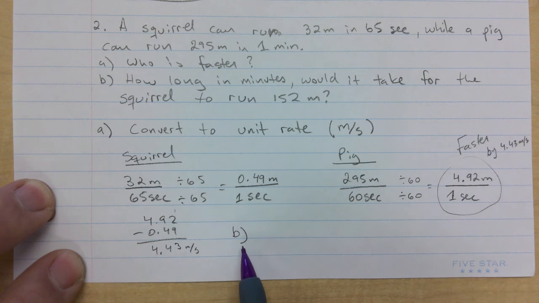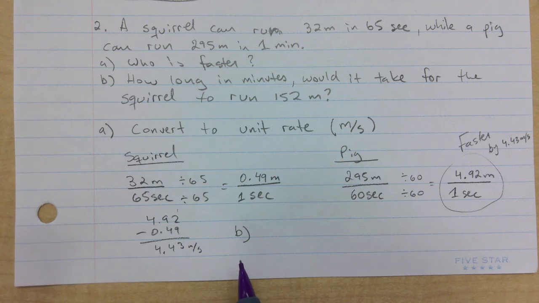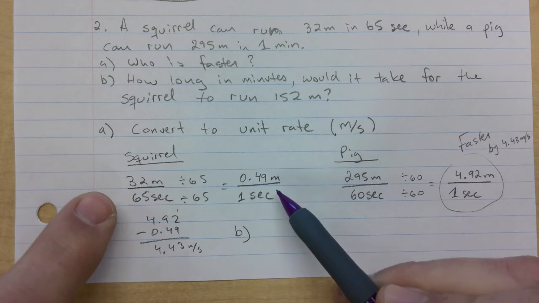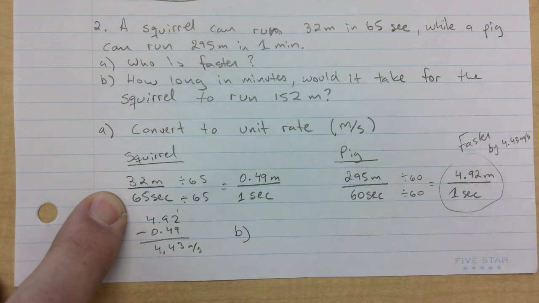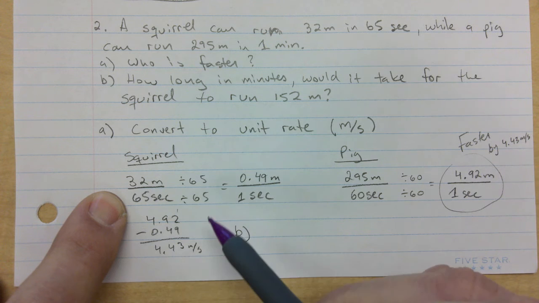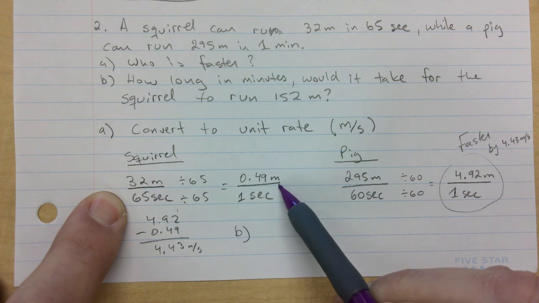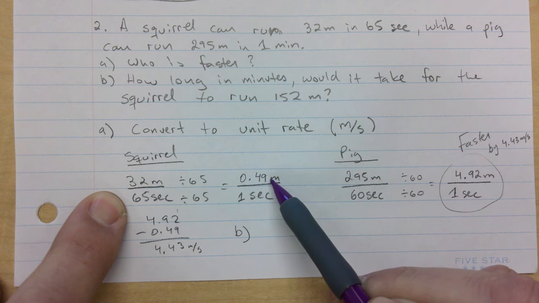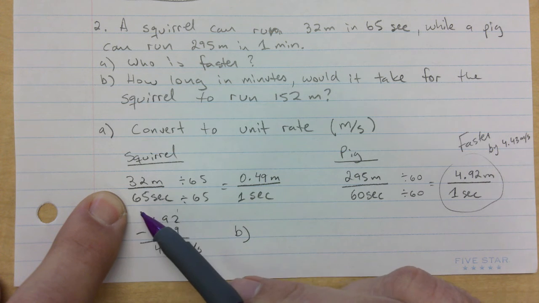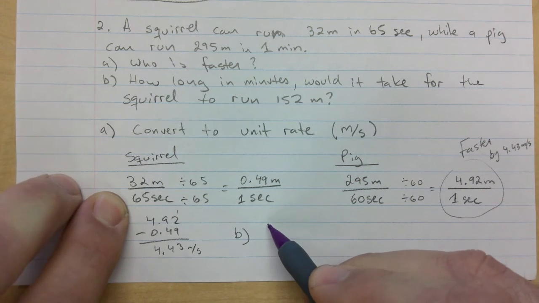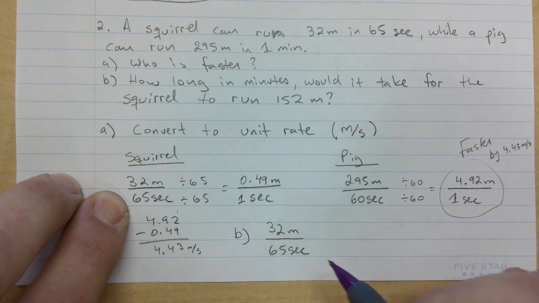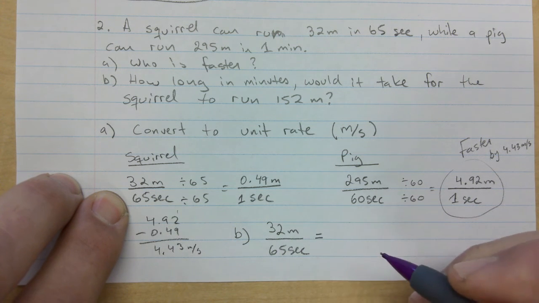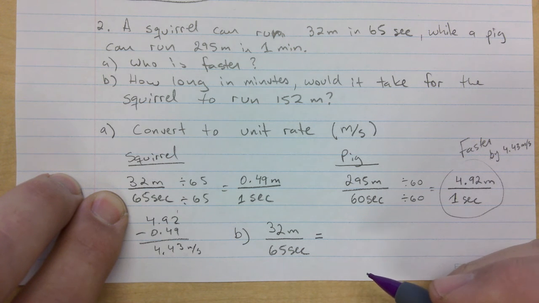So we go back to squirrel. You can use the unit rate because technically the unit rate and the rate are saying the exact same thing. However, when you converted this to a unit rate, you lost a few decimals, right? Because you rounded here. So I'm going to use the exact same one that I started with, knowing that 32 meters in 65 seconds, right? That is true. That's what the squirrel can do, right? 32 meters in 65 seconds.